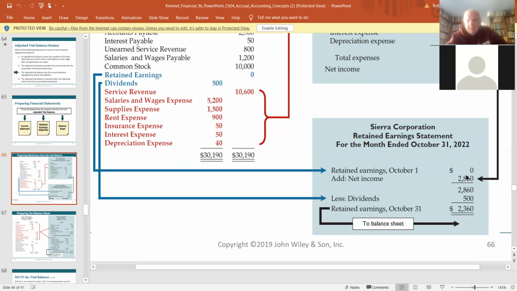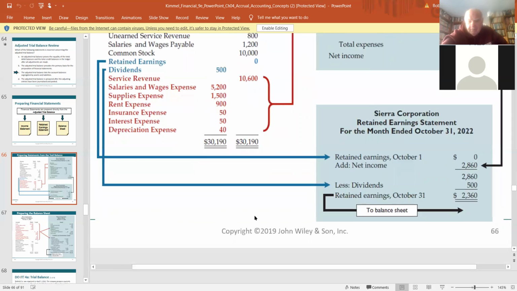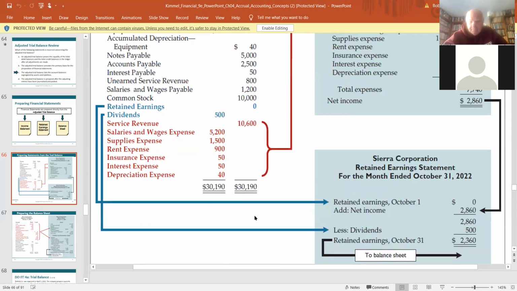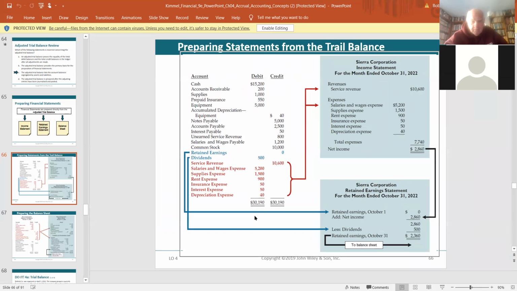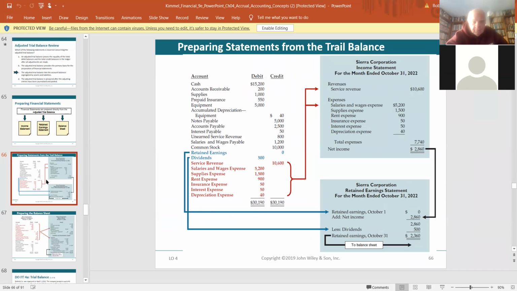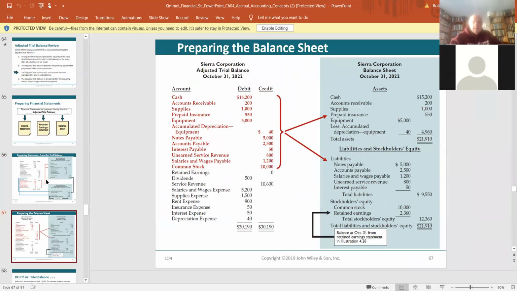So beginning was zero. Add the net income of 2,860 and subtract any dividends. And you can pull the dividends right off of the trial balance. So the retained earnings at the end of the month, 2,360. Let me reduce this down here. 2,360. Okay. Now that we have that 2,360, we can do the balance sheet.